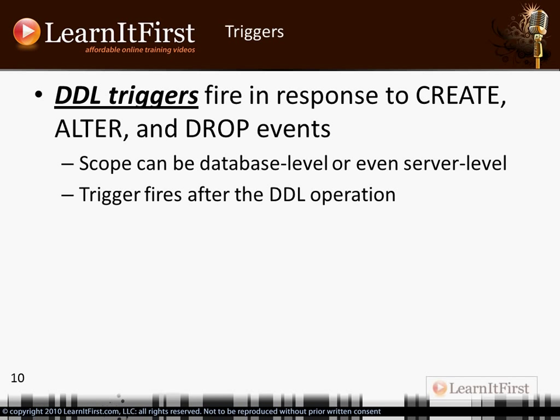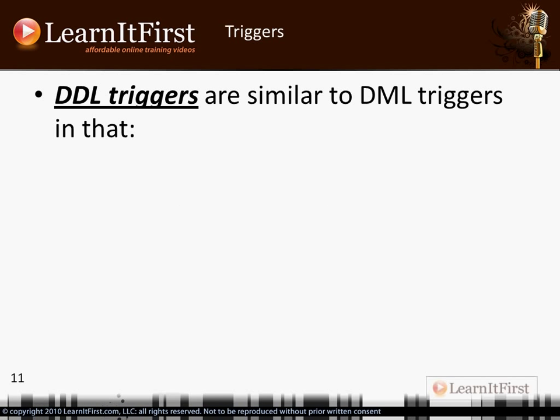But the idea is this is an after trigger. The user makes the change. They alter the table. They add a new column. After they have done that, but before the transaction is complete, your DDL trigger fires. And there's more that we can do. We'll see these here at the end.